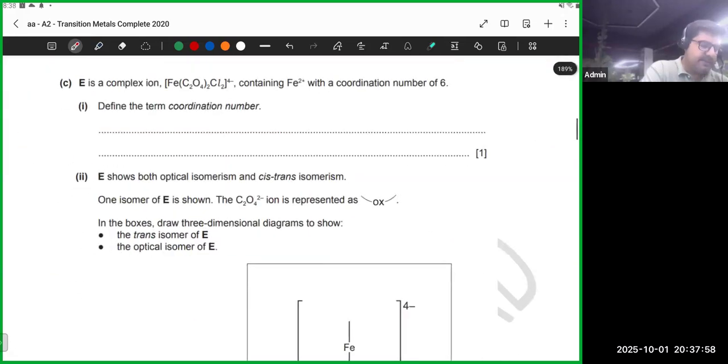So what's the coordination number? It's the number of dative bonds formed by the metal ion in a complex. So if it's got a coordination number of 6, that's the number of dative bonds that are going to be formed.